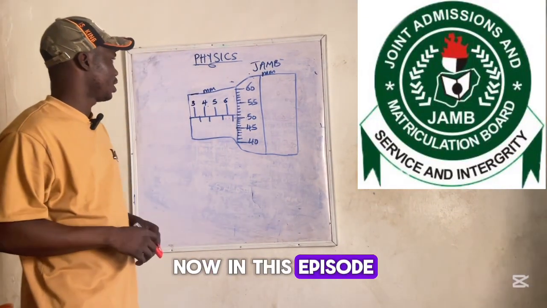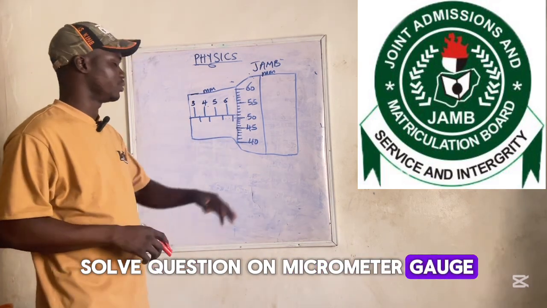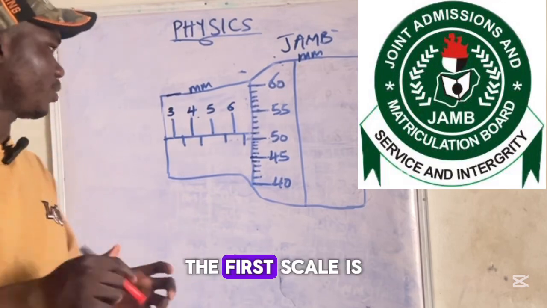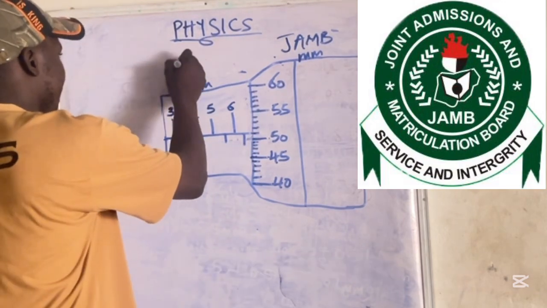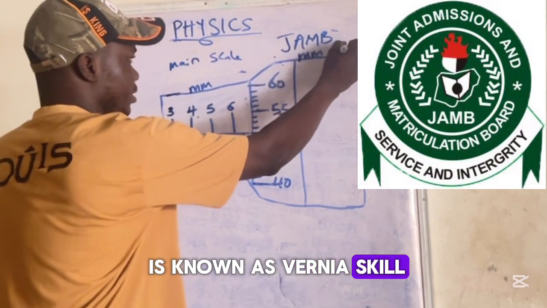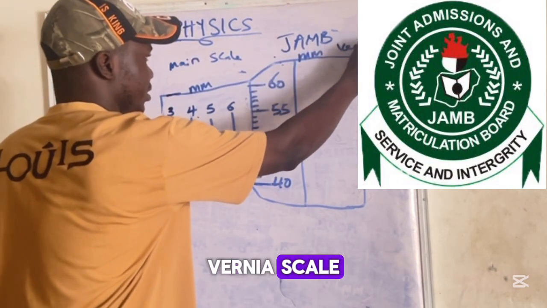Now in this episode, we are going to solve a question on microscrew gauge. A microscrew gauge basically has two scales. The first scale is known as the main scale, while the other scale is known as the vernier scale.